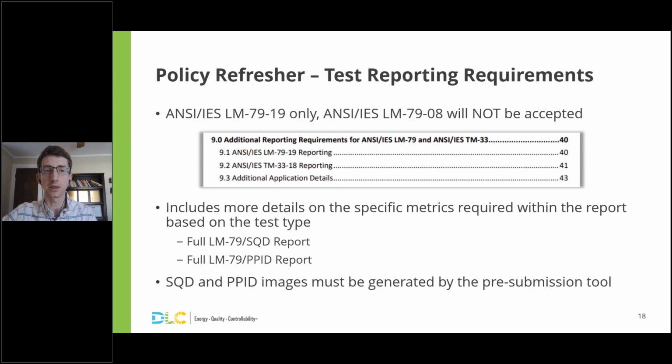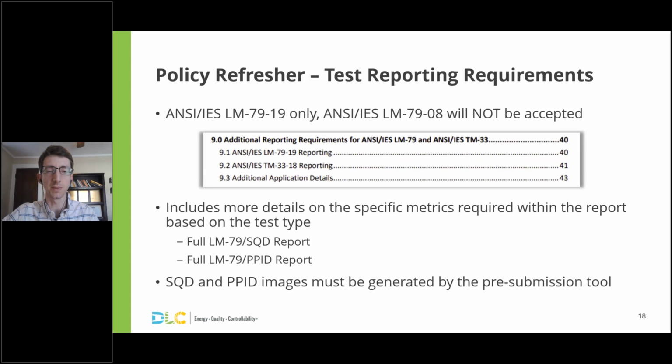Then another update in the version 3.0 policy is some test reporting requirements. The most significant is that the LM-79-19 version of that standard must be followed, and test reports must be tested according to that standard for version 3.0. Previously, LM-79-08 was accepted as a testing standard for photometric testing. But moving forward for version 3, it needs to be the 19 version. The policy also has more details on all the different metrics that need to be included.